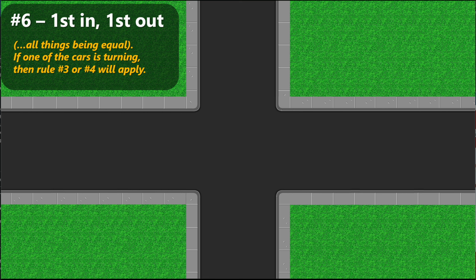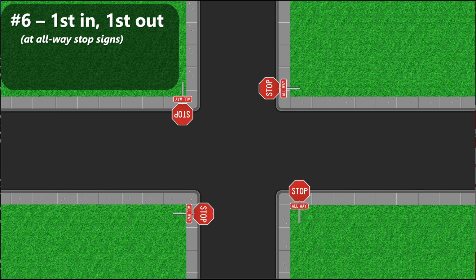Right turning traffic yields to cars going straight ahead. Left turning traffic yields to both straight ahead traffic and right turning traffic. Now this also applies at all-way stop signs, first in, first out. And if it's a tie, you're yielding to the right.